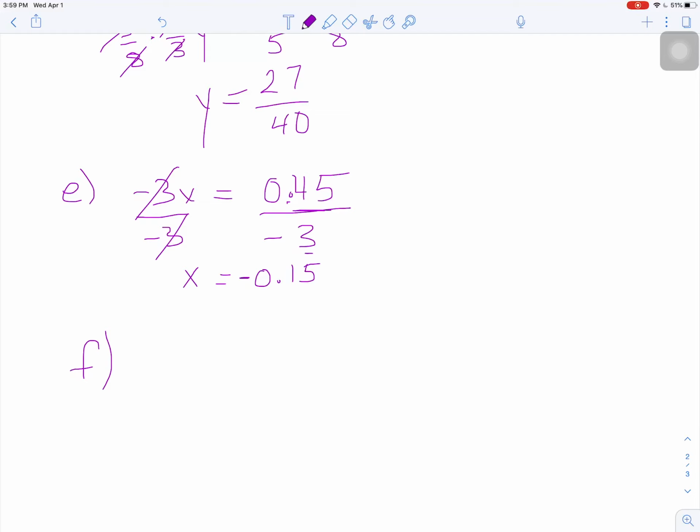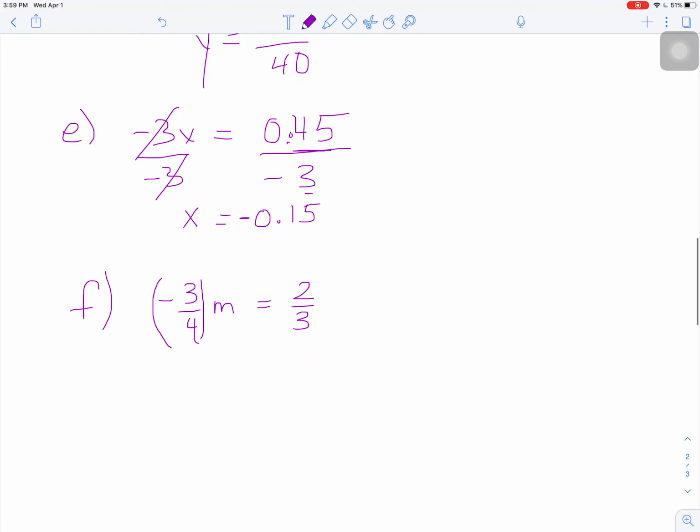F, we have a different type of negative coefficient here. So negative 3/4 m equals 2/3. Now you notice we don't have any mixed number, but we have a negative coefficient. So in order to get rid of the negative number, we have to multiply it by its same negative coefficient. Negative 4/3 times 3/4 equals 2/3 times negative 4/3.